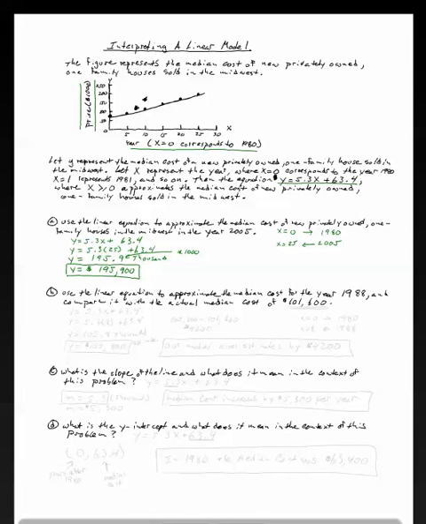In part B, it says, use the linear equation to approximate the median cost for the year 1988 and compare it with the actual median cost of 101,600. Remember that our model is only ever giving us an approximation. So they're asking us to find the approximation that our model gives us for 1988 and then compare it to the actual value which they've given us. We know that x equals 0 corresponds to 1980. If we want 1988, that's 8 years later, so we want to use x equals 8.